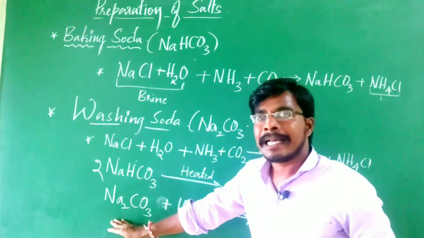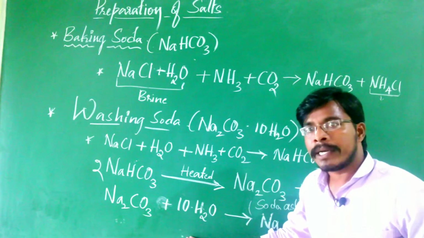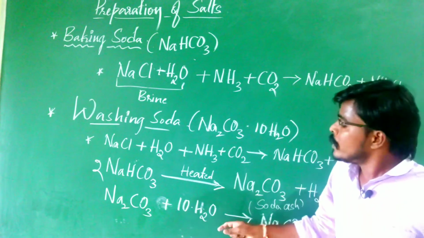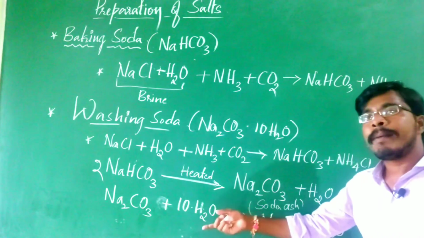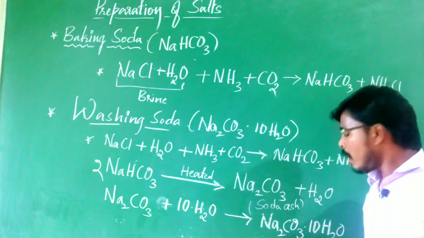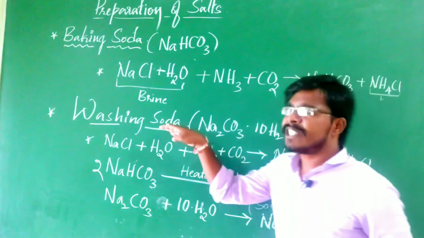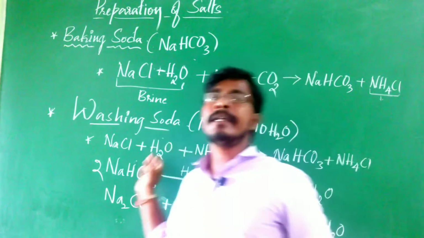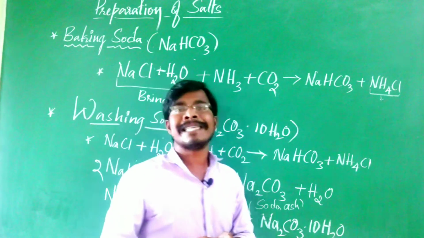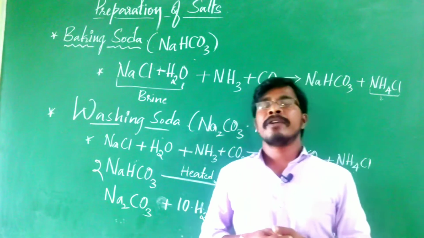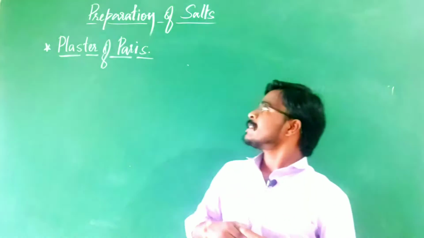Then that soda ash, sodium carbonate, is taken and dissolved in water. When it is dissolved in water, 10 molecules of water will get attached to the sodium carbonate. Then it is going to form sodium carbonate decahydrate, which is generally called washing soda. This washing soda is used as a cleansing agent. Next, let us go with the next one.